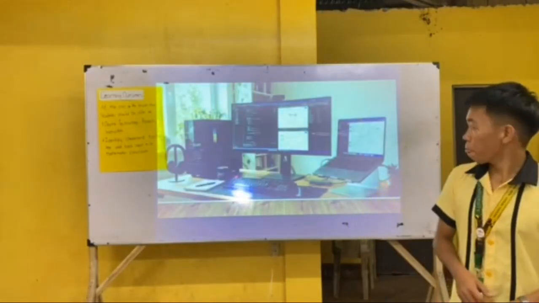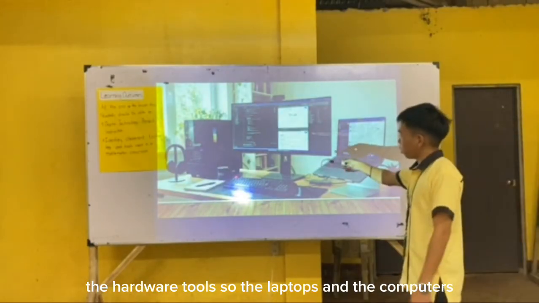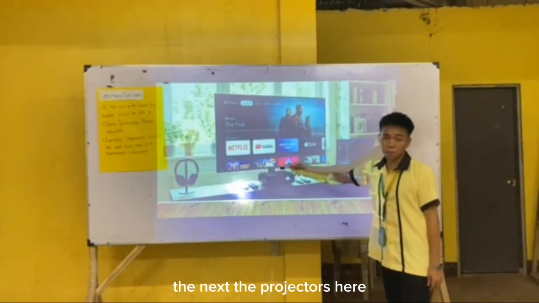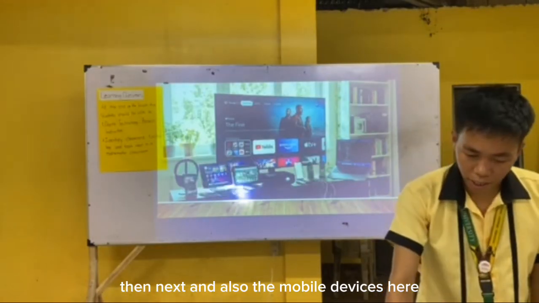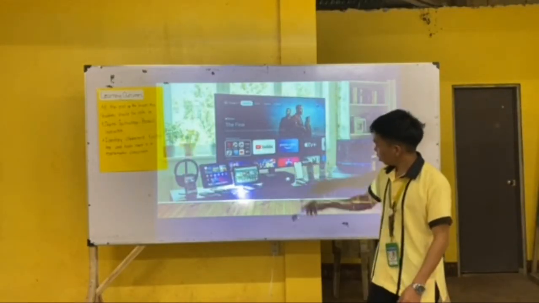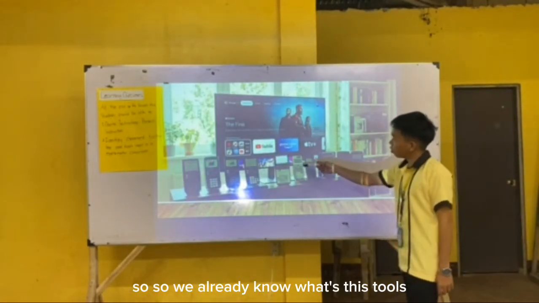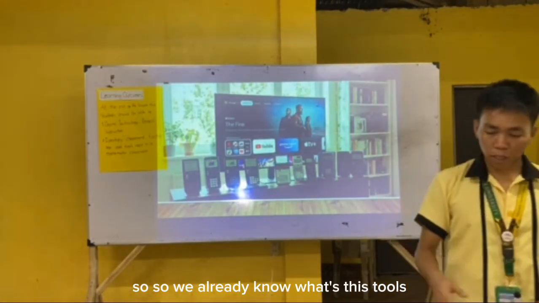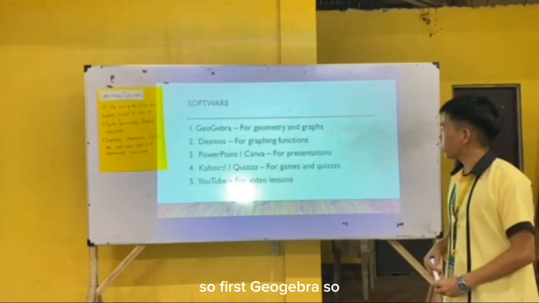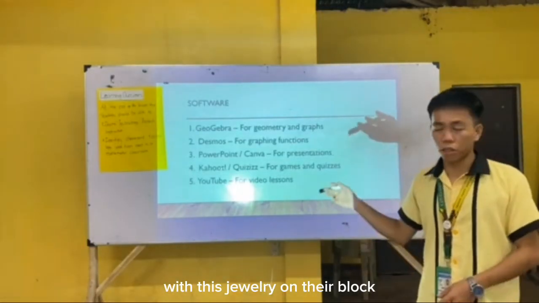Next, this is the picture of the hardware tools. The laptops, the computers, the projectors here, and also the mobile devices here, and the last is the calculators. So we already know what these tools are, so we proceed. Next is the software tools. First, GeoGebra. I think everyone is very familiar with GeoGebra.